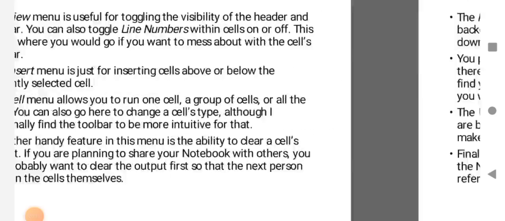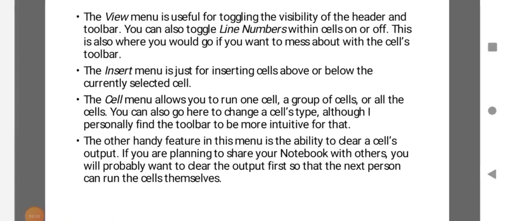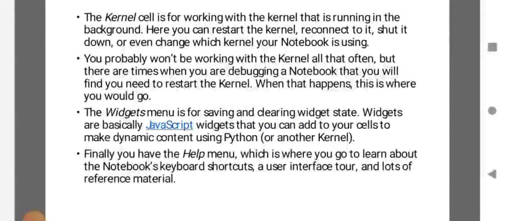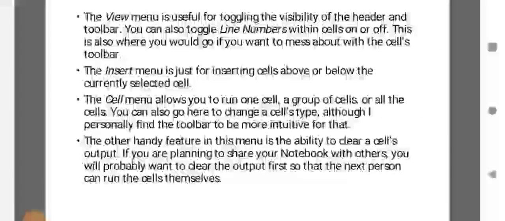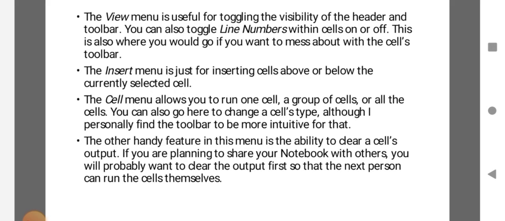And next, the view menu is useful for toggling the visibility of the header and toolbar. You can also toggle line numbers within cells on or off. This is also where you would go if you want to mess about with the cell toolbar.